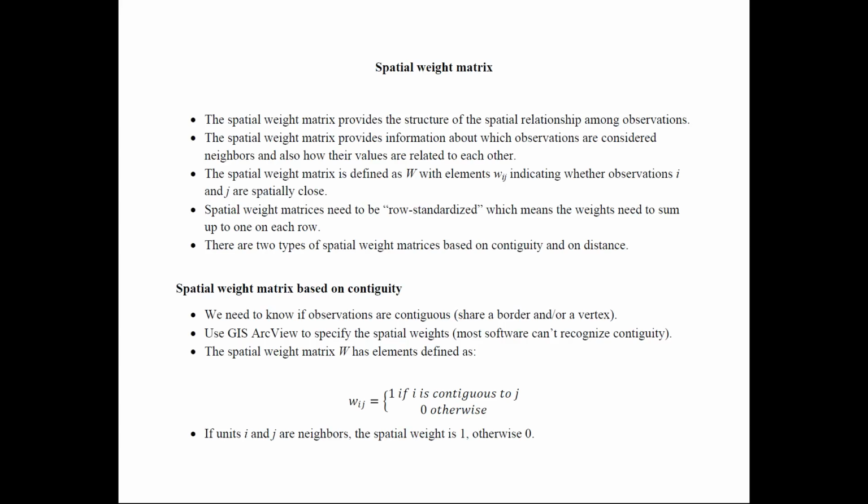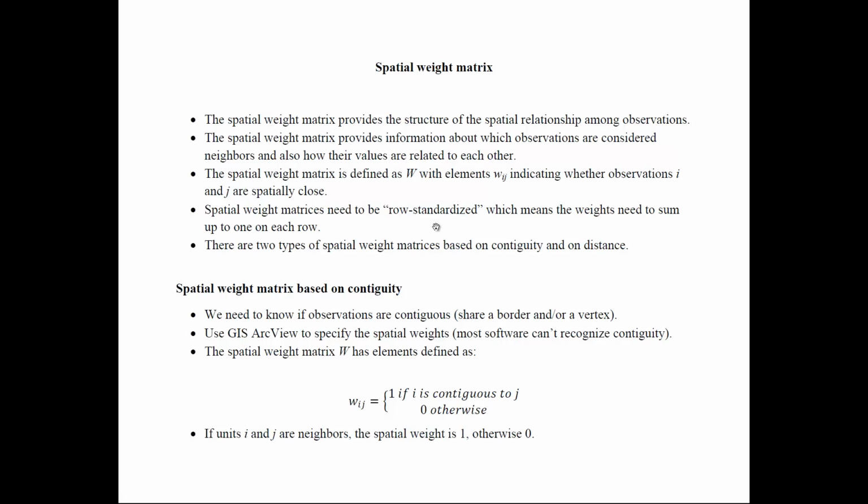Okay, so next let's talk about the spatial weight matrix. So we would have a matrix of weights, and these weights would provide the structure of the spatial relationship among the observations. So the matrix would provide information about which of the observations are considered neighbors and how their values are related to each other. We will define the spatial weight matrix as W, and the elements, small w_ij, would indicate whether observations i and j are spatially close.